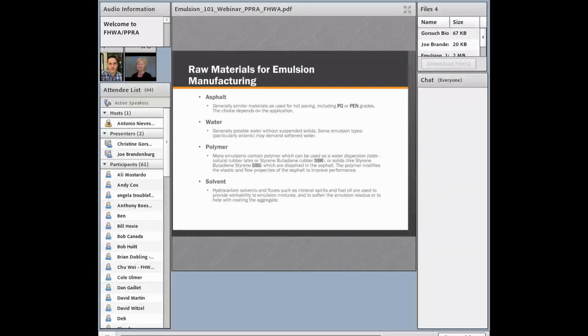So just a little bit more about these raw materials that we use for emulsion manufacturing. The asphalt binder generally is similar to the materials we use in hot mix paving. We grade the asphalt binder by performance grading, like PG 64-22, or pen grades, like penetration. These are basically ways of measuring the viscosity of the asphalt. The choice of the asphalt binder grade depends on the application that you're going to use the emulsion for.